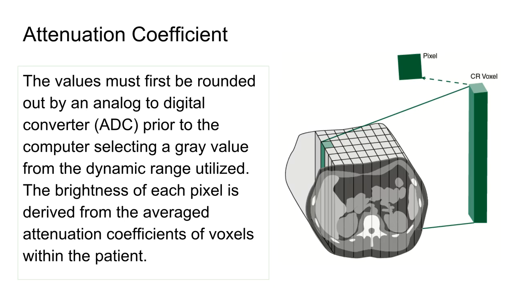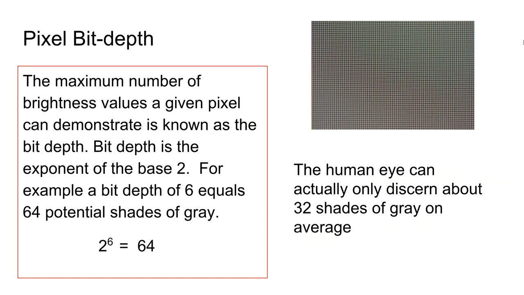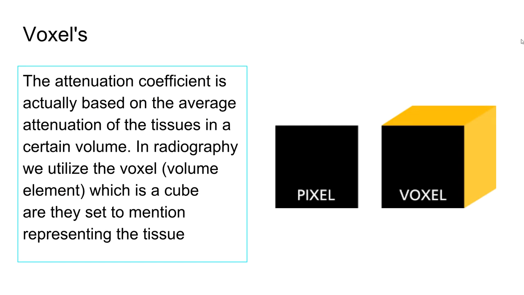So to get back to what we were saying, what is it that gives the pixel its brightness level? The brightness level of the pixel is determined by the average attenuation of all of the tissues that are trapped in one voxel.